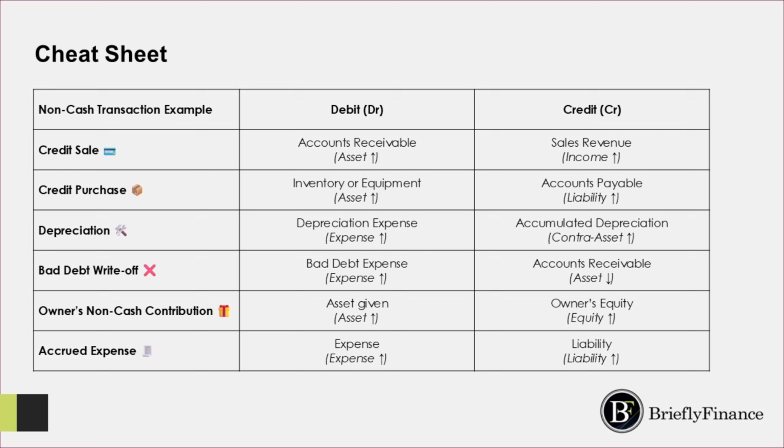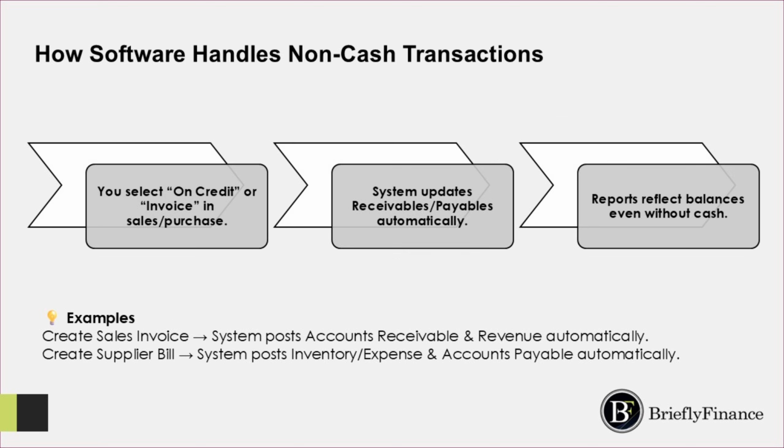Here is a cheat sheet for you. Maybe if you are studying and want something to check your debits and credits, you can take a screenshot of it. I will not go into much detail on this. And finally, when it comes to software, it's actually simple in real life. All you would do is select the transaction and say that this sale was on credit and not cash. The system will automatically go through the chart of accounts and it will reflect in your books.